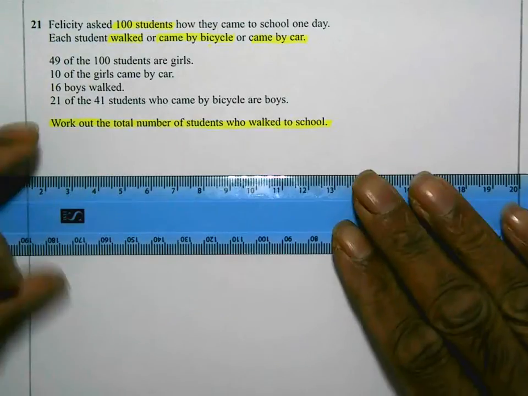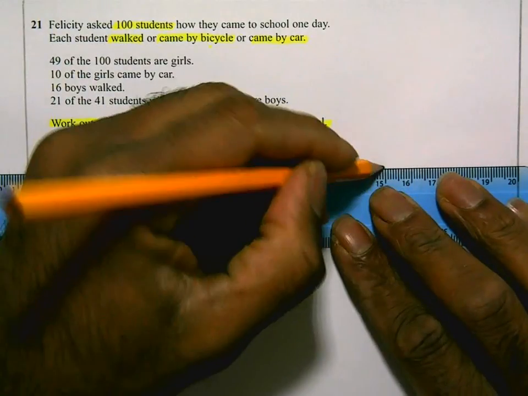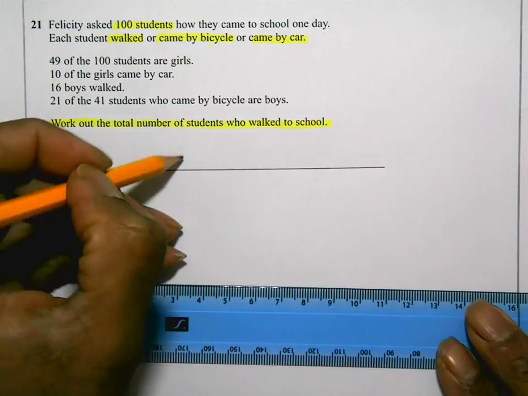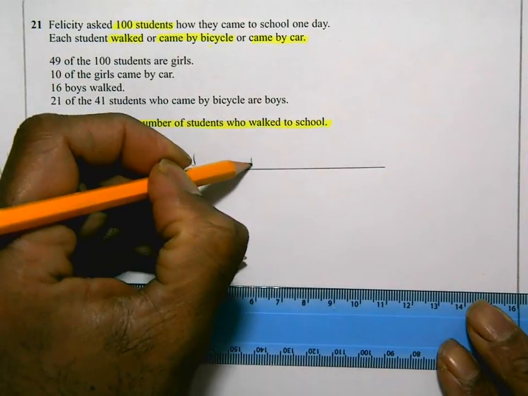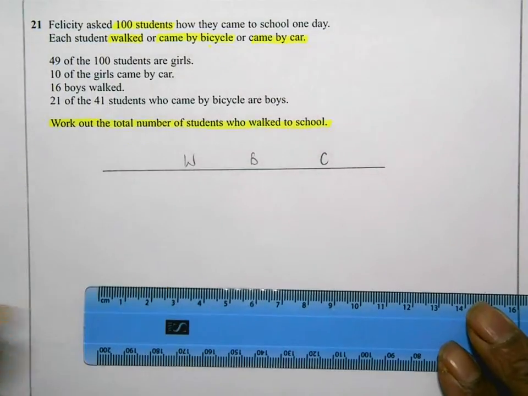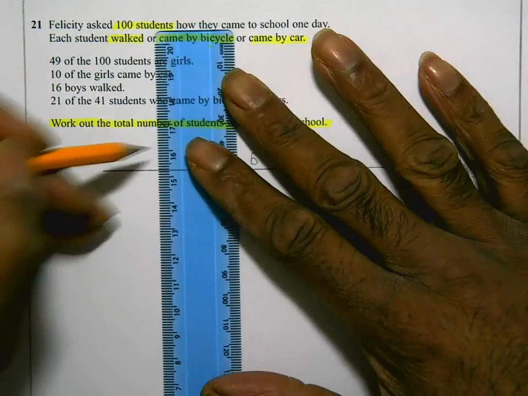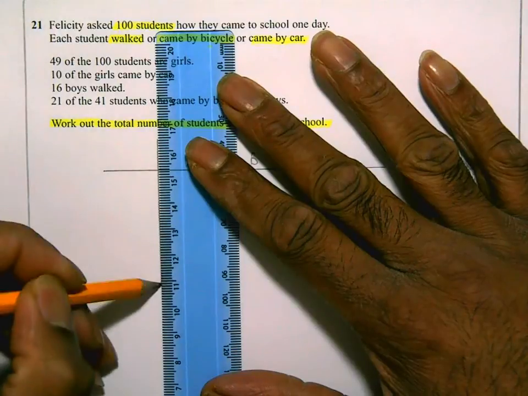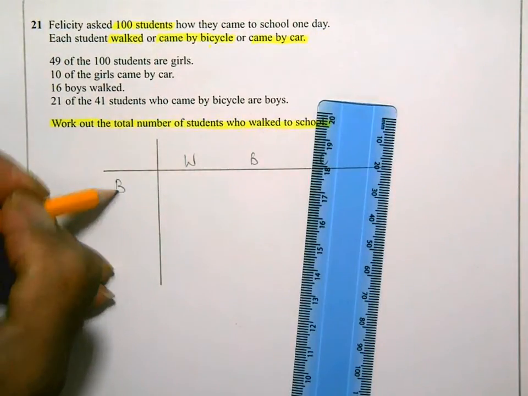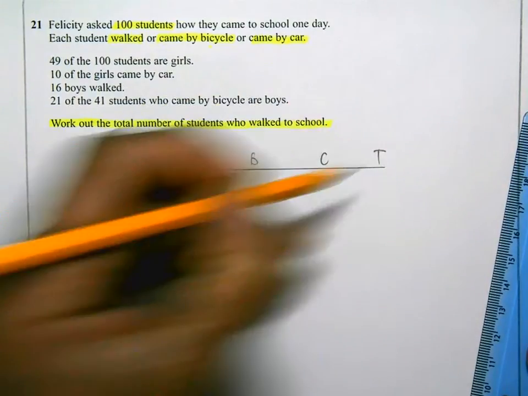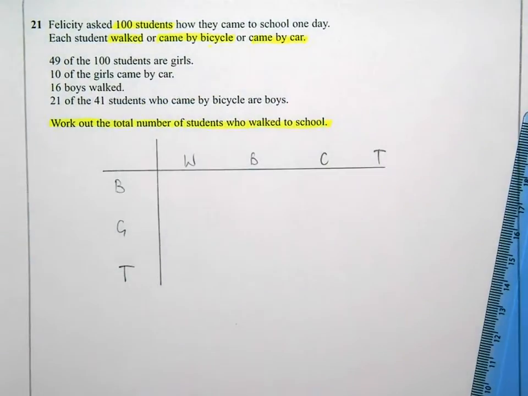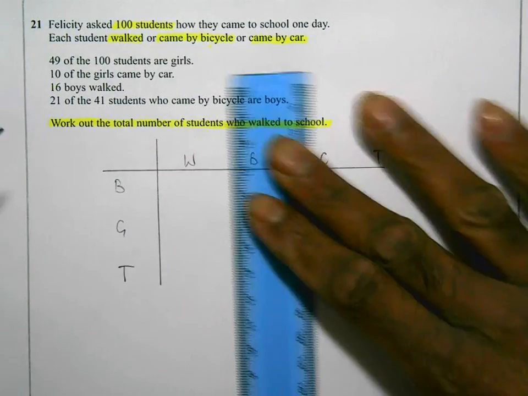On my two-way table, I'm going to have a section for people who came by walking, people who came by bicycle, and people who came by car. And then on the other side, I'm going to represent boys and girls. And at the end of both the columns, I'm going to have a total section. Okay, so let me just write that in. And first of all, complete this two-way table.